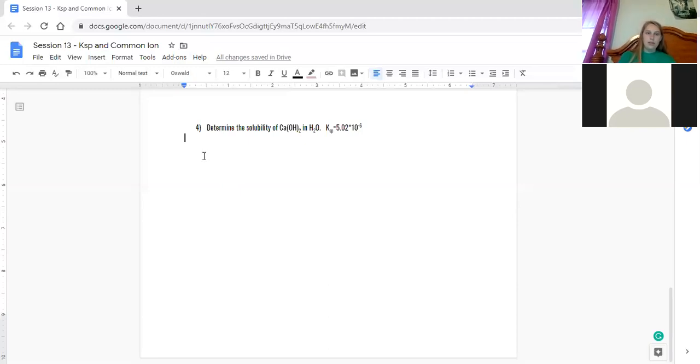So we're going to do our RICE table again. What? Why is it highlighting that? Oh, because it says it's like. There we go. Okay, so we have our RICE table.